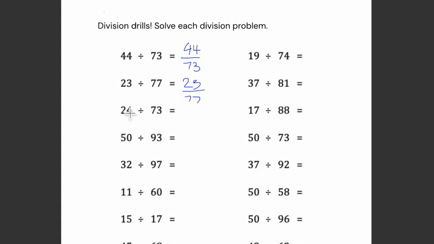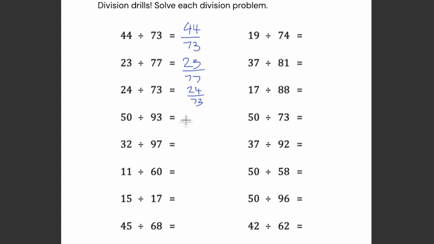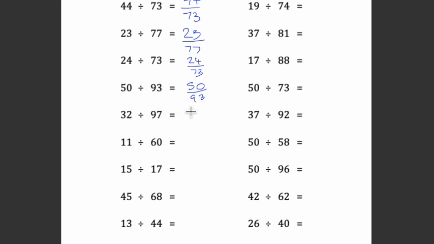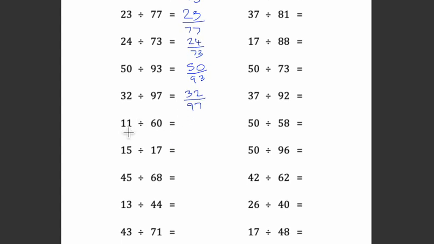For number 3, we have 24 divided by 73. That's going to equal 24 over 73. For the fourth problem, we have 50 divided by 93, so this is going to be 50 over 93. It's very simple. So the next problem is 32 divided by 97. It's going to be like this, 32 over 97. And we'll just do one last one, 11 divided by 60, and that's going to look like this, 11 over 60.